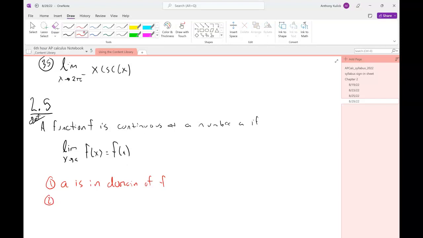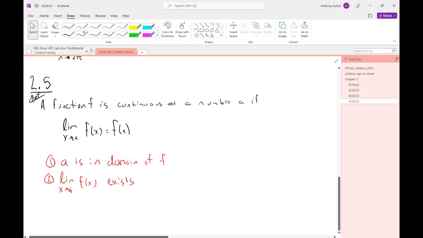What else do we assume? Well, if the limit as x approaches a of f of x is equal to f of a, that limit certainly has to exist. Right? So those two things really are inherent to being able to say that the limit as x approaches a of f of x is equal to f of a.